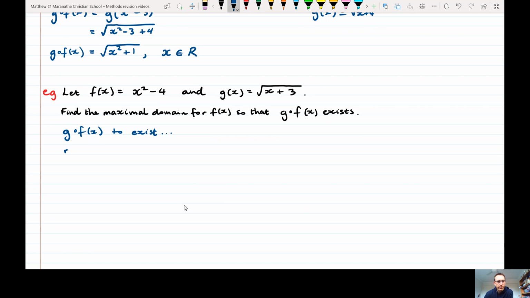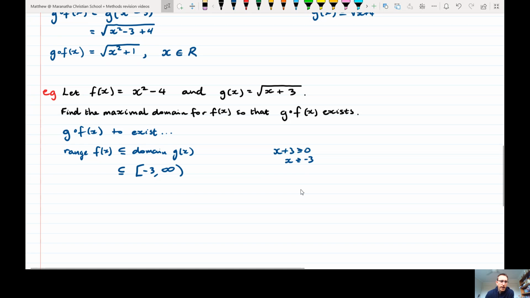Well, remember the range of f must be a subset of the domain of g. Now, what's the domain of g? The domain of g we know is -3 to infinity. We can see that. Again, your square root graph, so the bit under the square root must be greater than or equal to 0, and you can solve that. So it must be greater than or equal to -3.